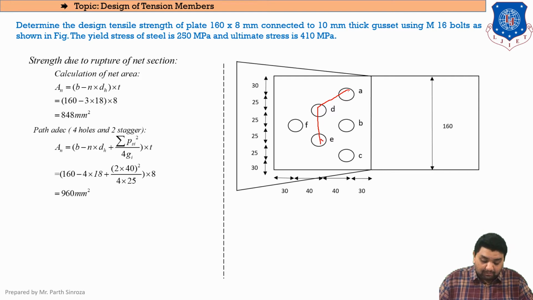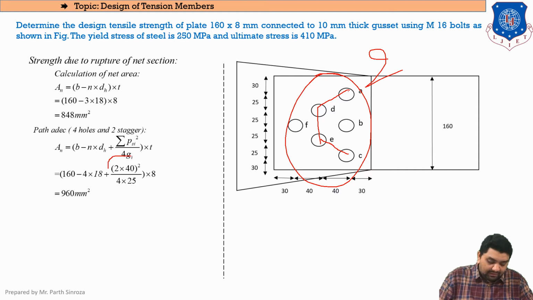Then from E we will be jumping to C. Again we have moved horizontally. Whenever we are moving horizontally, it is called a staggered, so the cumulative here comes out to be 2. So in this path there are total 2 staggerings to be covered. Clear? And each staggering is of pitch, that is 40 mm.